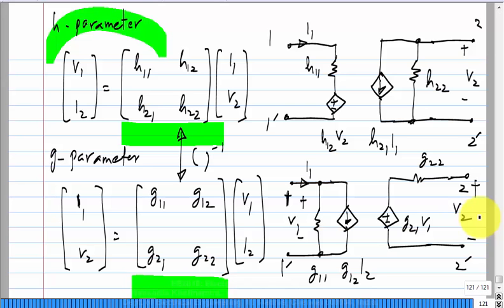Just a quick note on why have all these different types of parameters. It is just a matter of convenience, okay. Depending on how this is used in a circuit, it could be that some representations are easier to deal with than others, okay.